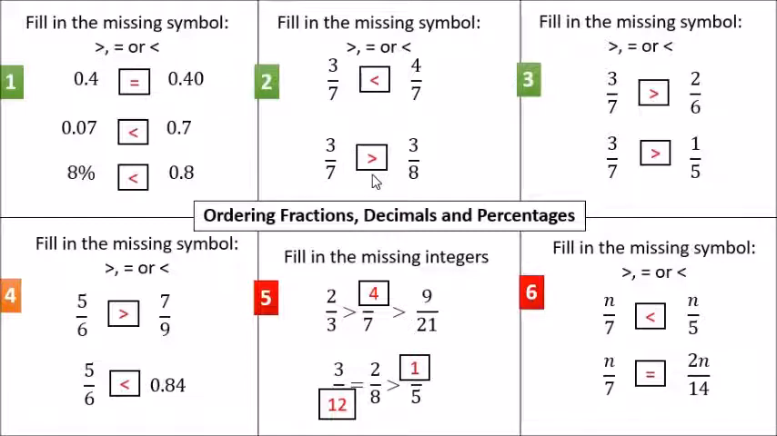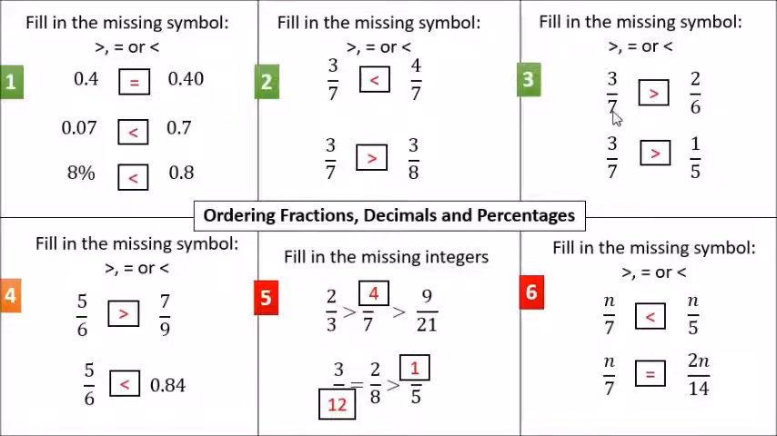For this one, we have 3 sevenths and 3 eighths. Sevenths are bigger pieces than eighths, and if we have 3 of them for each of them, then it means this fraction is bigger than this fraction. For question 3, we need to find common denominators.